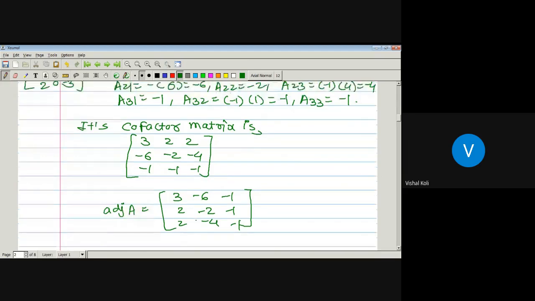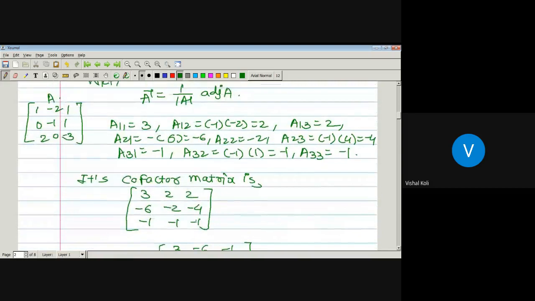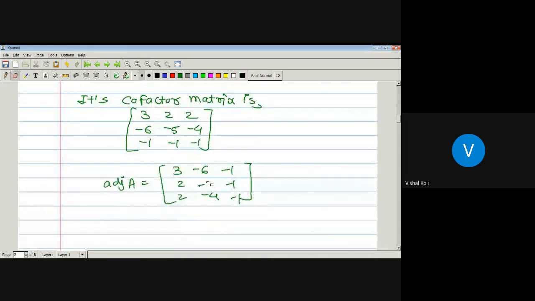There will be a small mistake. A22 becomes this one and this one. Minus 3 into 1, minus 3, minus of 2. Minus 3 minus 2, it is nothing but minus of 5. Okay, so this will be minus 5. Sorry, there is a printing mistake. Okay, so this one is nothing but the minus 5.